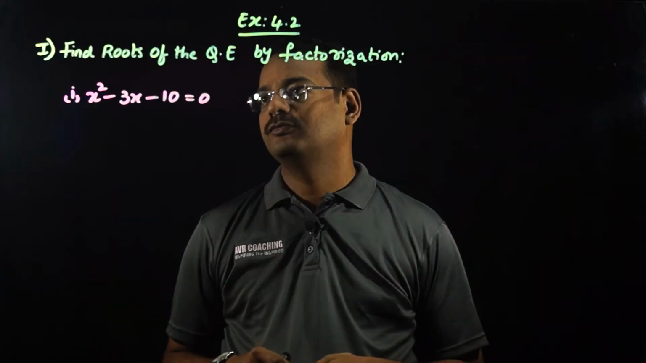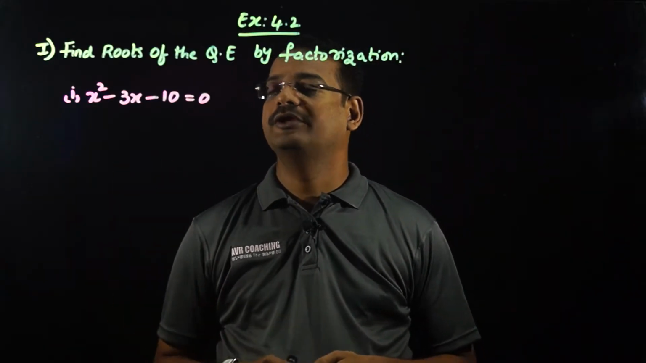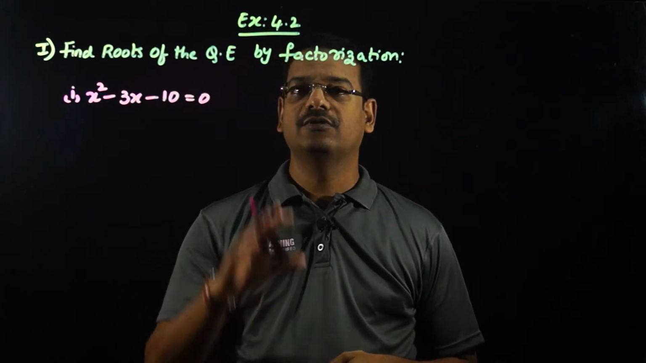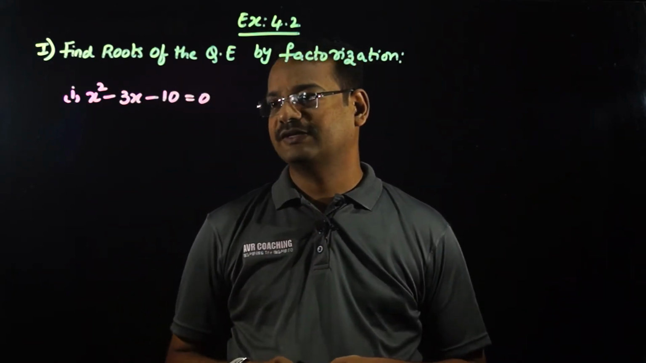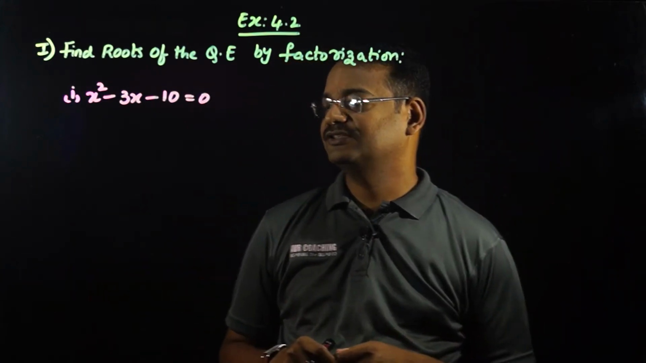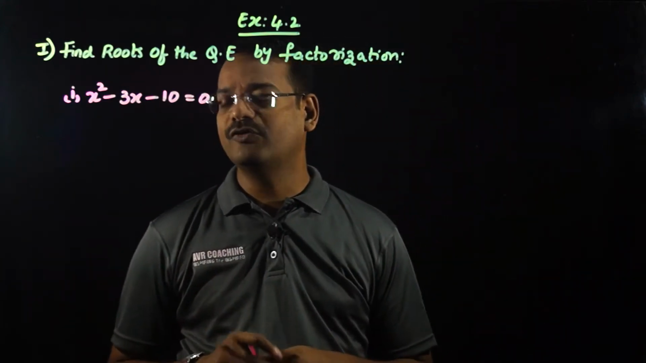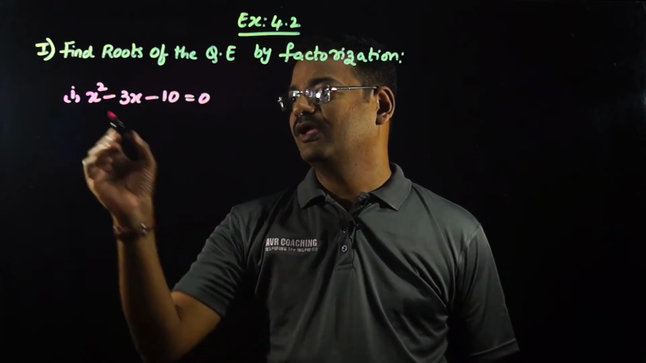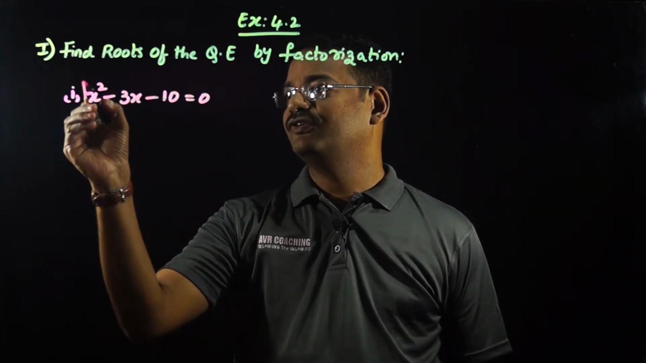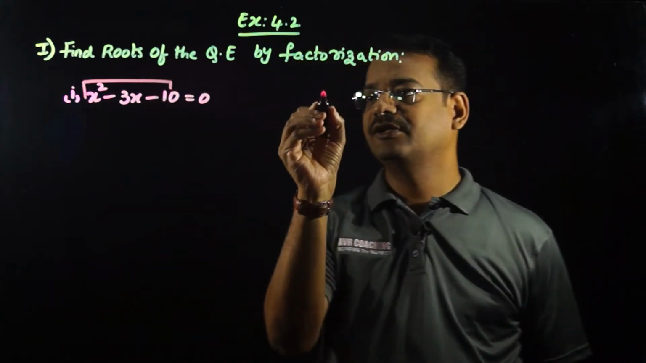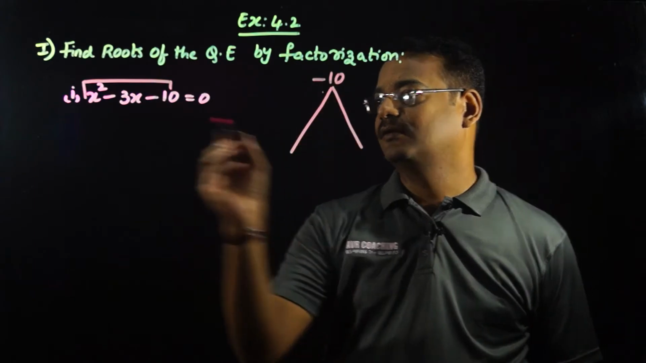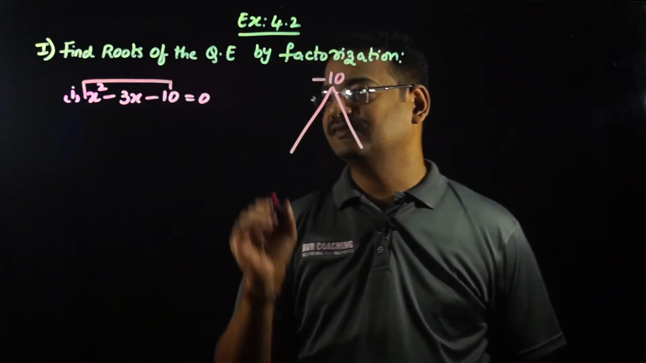Exercise 4.2, first problem. Here we need to find the roots of the quadratic equation by using the method of factorization. So method of factorization is nothing but splitting of the middle term. So this is the given quadratic equation, where when we multiply the coefficient of x square and the constant, we get minus 10. 1 into minus 10 is minus 10.